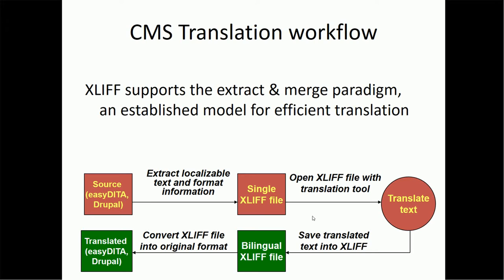The way XLIF works is it supports the extract and merge paradigm, which says that you start off with your source materials. In our case, it'll be EasyDITA or Drupal. You extract the localizable text and format information into a single XLIF file. You open the XLIF file with your translation tool. You translate the text. You save it back into XLIF with the tool. You now have a bilingual XLIF file that you can convert to its original format, and you will then have translated content management systems which can create the translated website or the translated content.